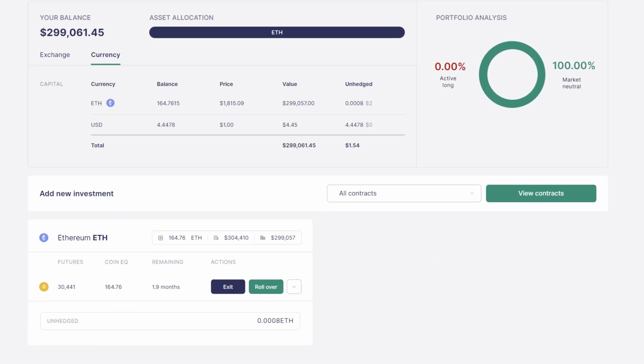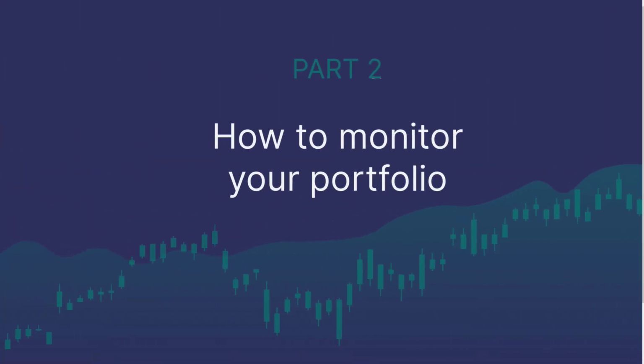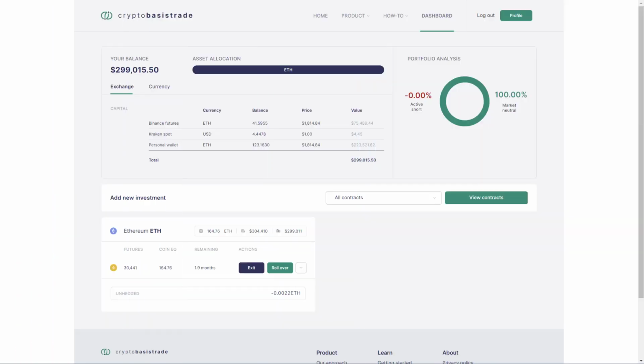As you can see, the unhedged amount has been reduced to almost zero. In this part of the tutorial, we have looked into how to establish an arbitrage position. Next, we will discuss how to monitor your portfolio on an ongoing basis. We have now established our arbitrage position.